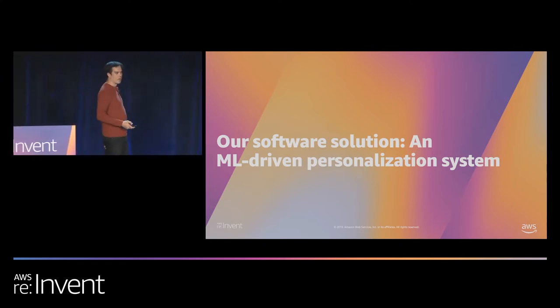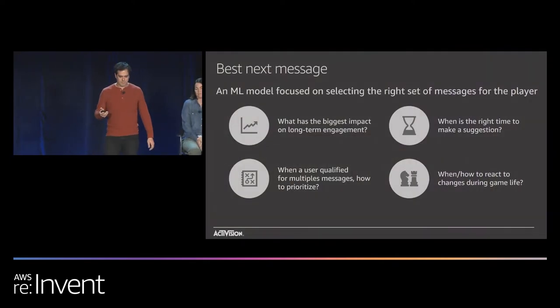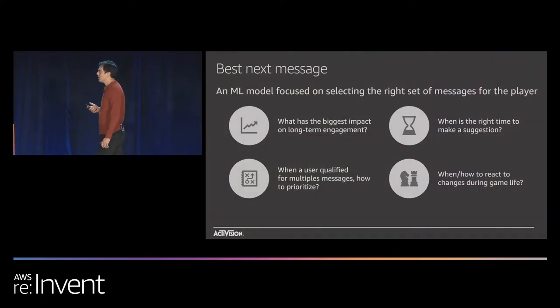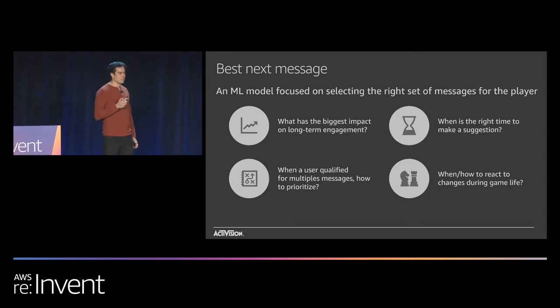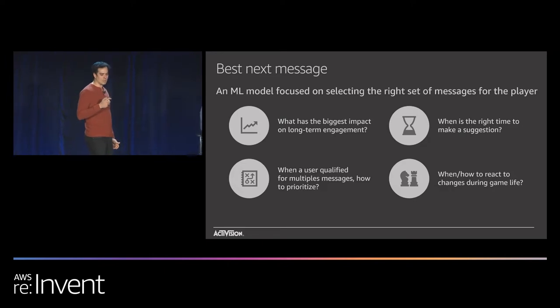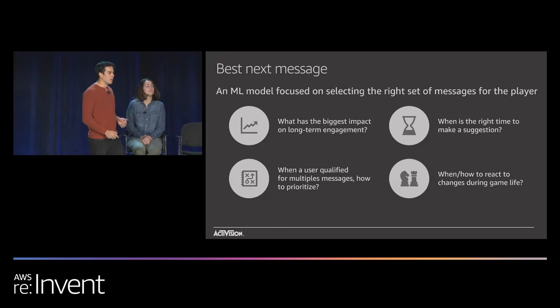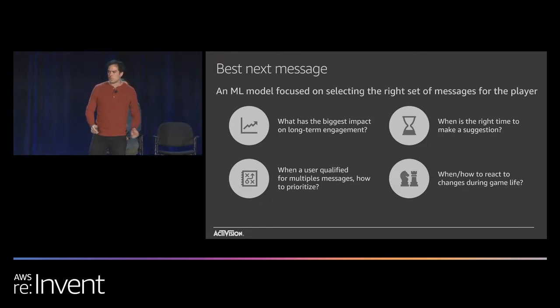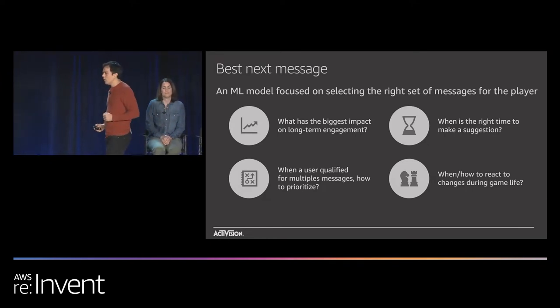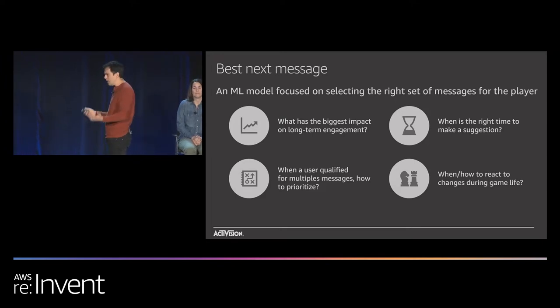Okay, so let's talk about our machine learning solution. So what we're asking ourselves is, what is the best next message? This is really important, because what is the best next message that is going to lead to long-term engagement? You guys might have teams that come to you and ask, okay, we need to increase engagement, we need to increase revenue, or we need to increase visibility for a specific game feature, and now you're juggling all those balls in the air, and you have a finite amount of real estate inside of the game, right? So how do you deal with all of that?